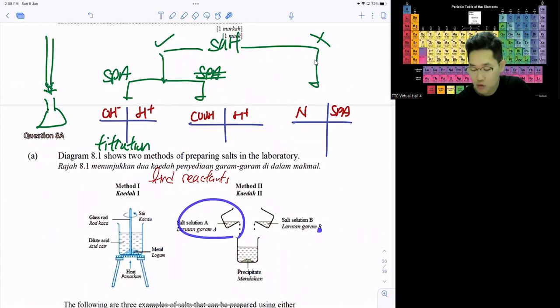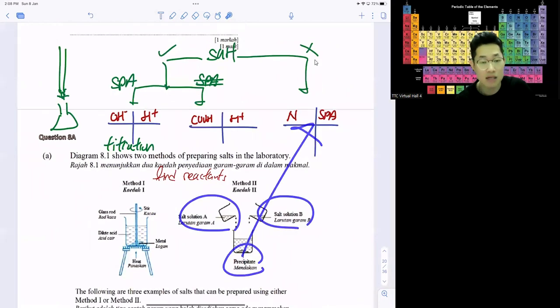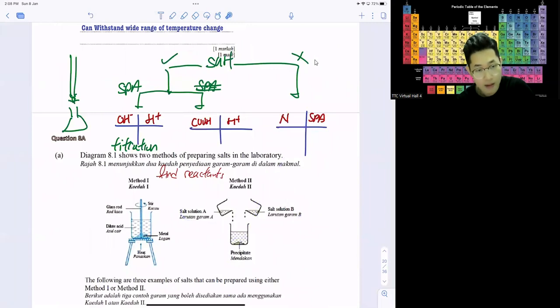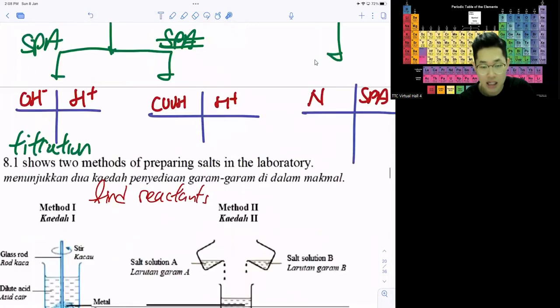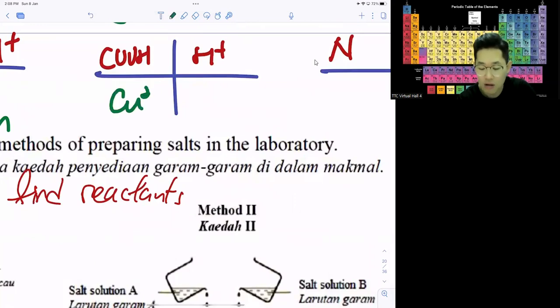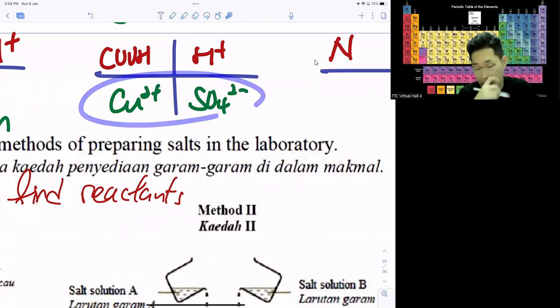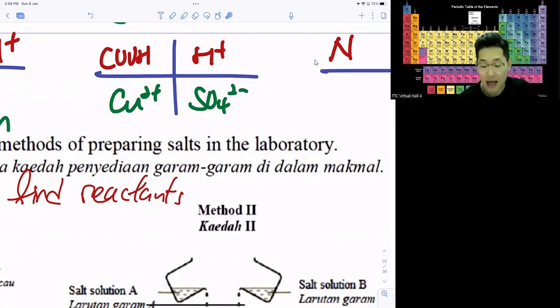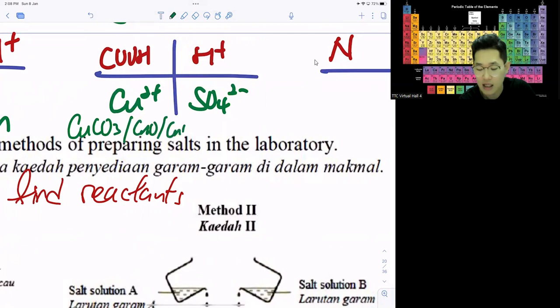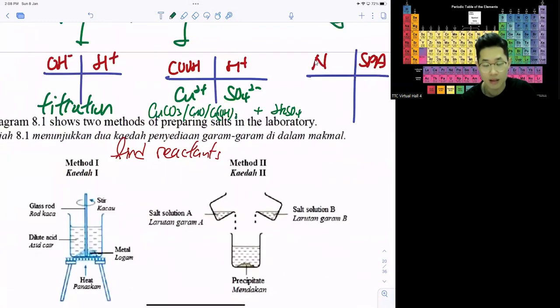And then this one, you add 2 solutions together to get a precipitate. The precipitate must be insoluble. So the way to use it is, if you want to make CuSO4, you put the salt ion here. This is the salt you want to make. And then you pair it with the ions on the top. COOH can be carbonate. It can be oxide. It can be hydroxide. And then react with the acid. Like that.